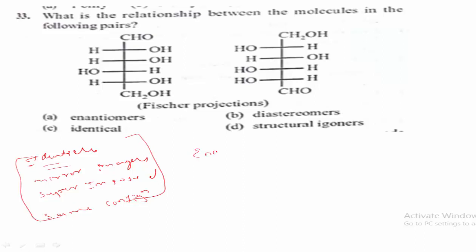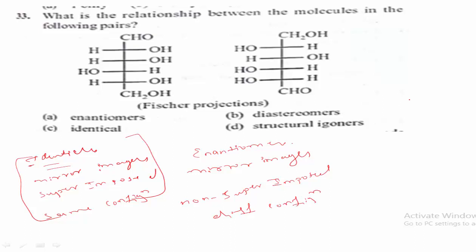And what are enantiomers? They are mirror images and non-superimposable, and they contain different configurations. Next, another point about diastereomers. What are diastereomers? Remember students, diastereomers are non-mirror images.